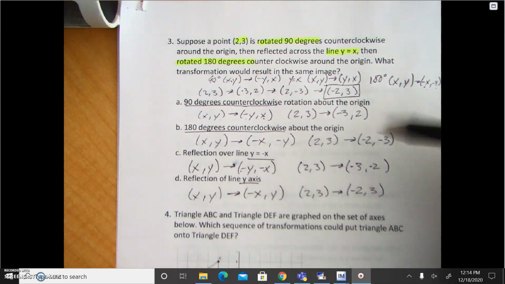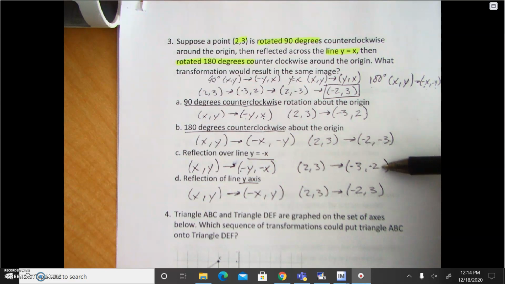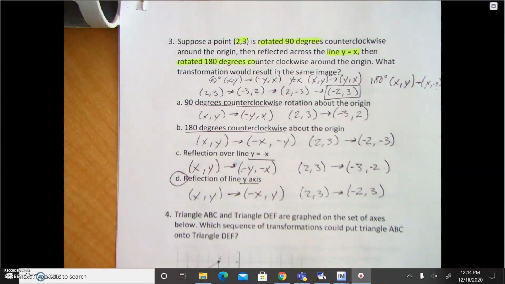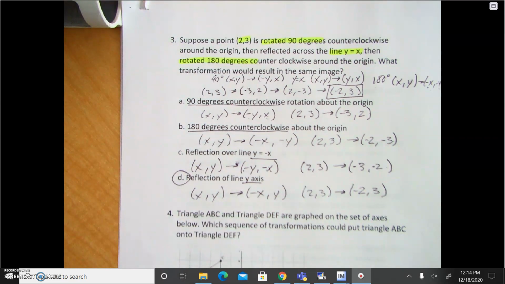So then I need to look at my answer choices. I get -3, that's not the same. -2, -3 is not the same. -3, -2 is not the same. But reflection across the y-axis, it will be the same because it's at -2, comma, 3 as well.